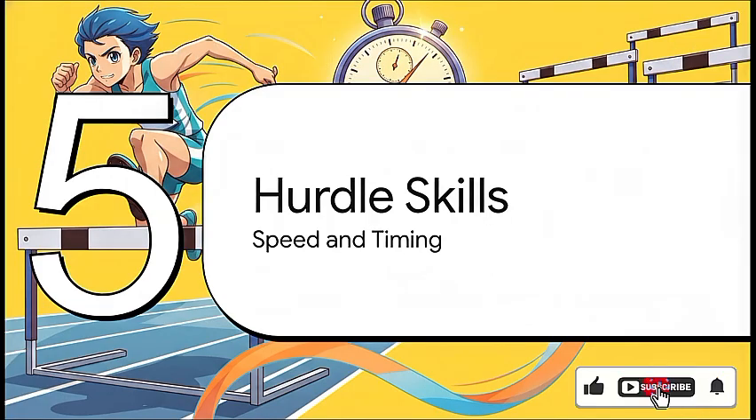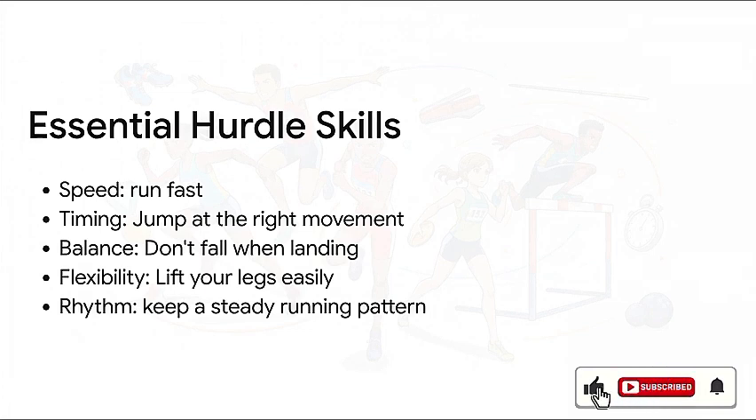Section 5. Hurdle techniques and skills. So to clear a hurdle with perfect form, you need 5 essential skills. First is speed. You've got to be able to run fast between the barriers. Second is timing, initiating your jump at the exact right split second. Third is balance, remaining upright and not falling when you hit the ground.